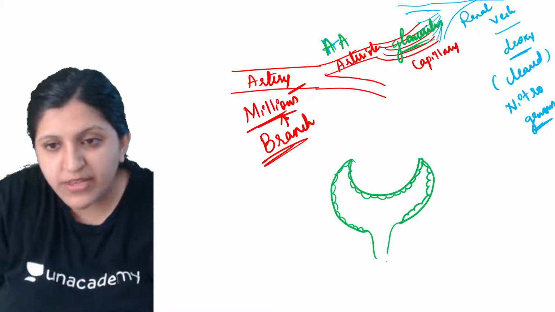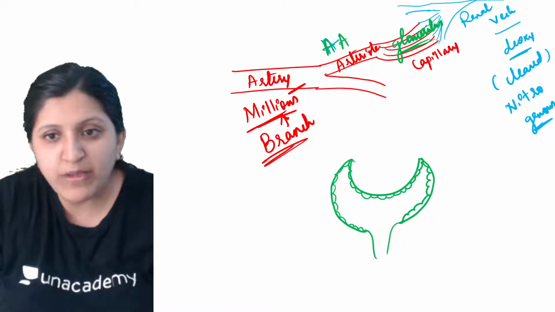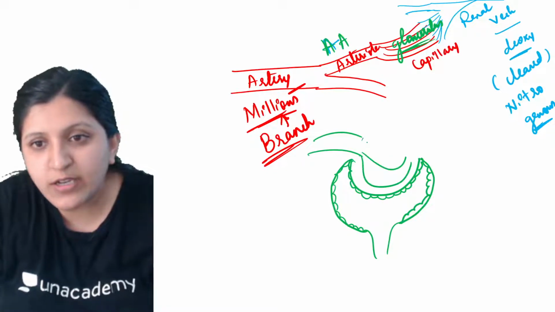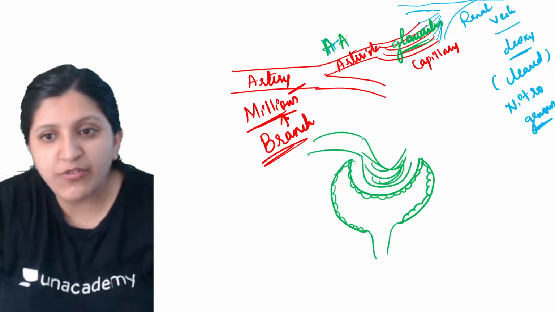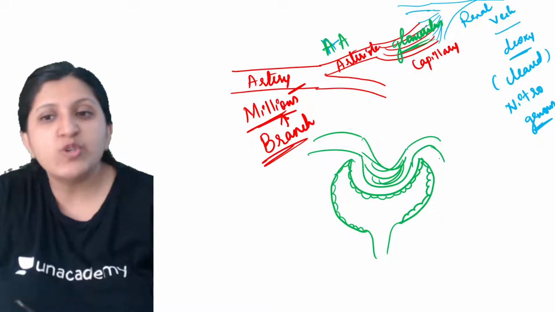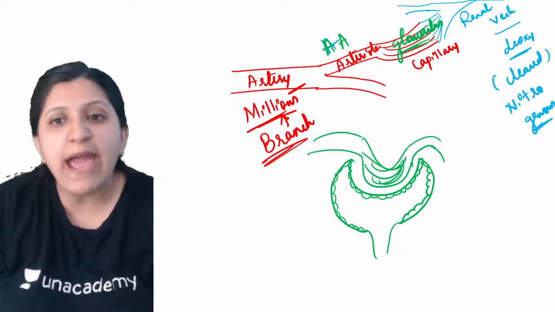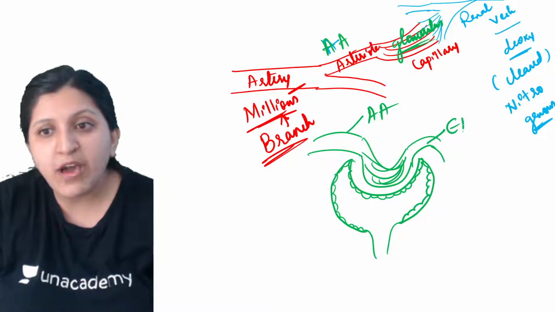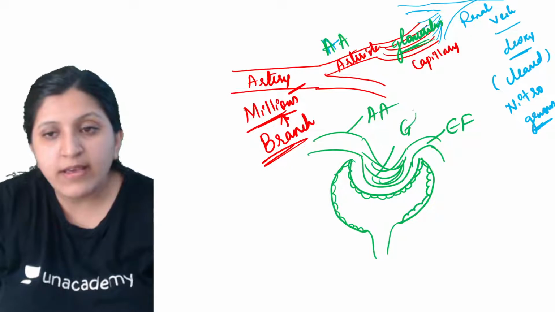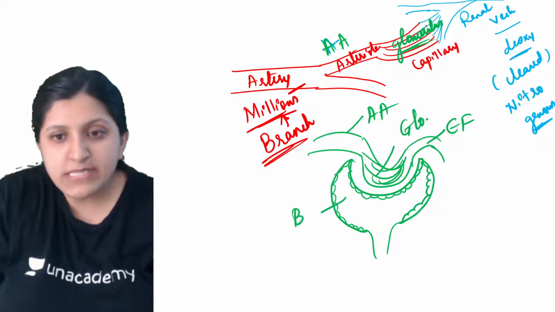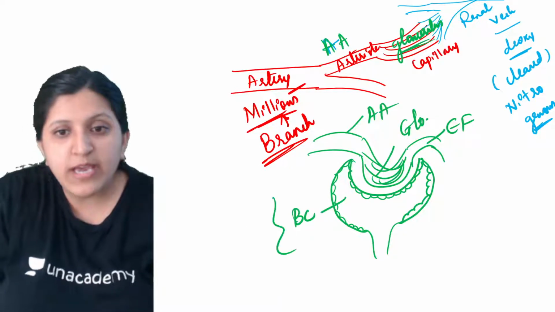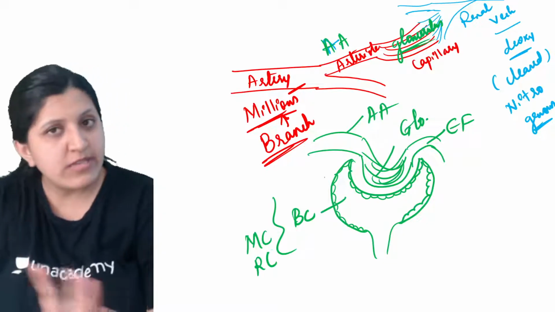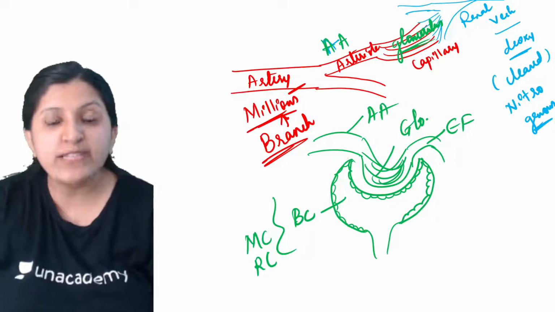So now this is the Malpighian capsule. This is Bowman's capsule, and here the afferent arteriole is there. This one is the glomerulus, a set of capillaries, and the efferent arteriole. Only this much you need to draw, and the labeling has to be done: afferent arteriole, efferent arteriole, glomerulus. This is Bowman's capsule, and both of them together form the Malpighian capsule or renal capsule. If you draw this, that is more than sufficient.